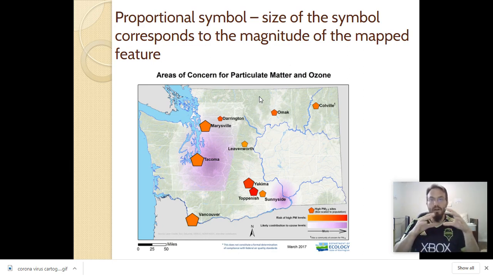So in the case of this map, the bigger the symbol on the map, the more parts per million there are of particles in the air. The smaller the symbol, the less. Okay. Now again, this one is combined, like the one of Africa before. You see underneath it the purple gradations. That's an isoline map of the likely contribution to ozone layer levels in that particular area. So again, a combined map, kind of cool, but isoline in this case, not choropleth. Okay.